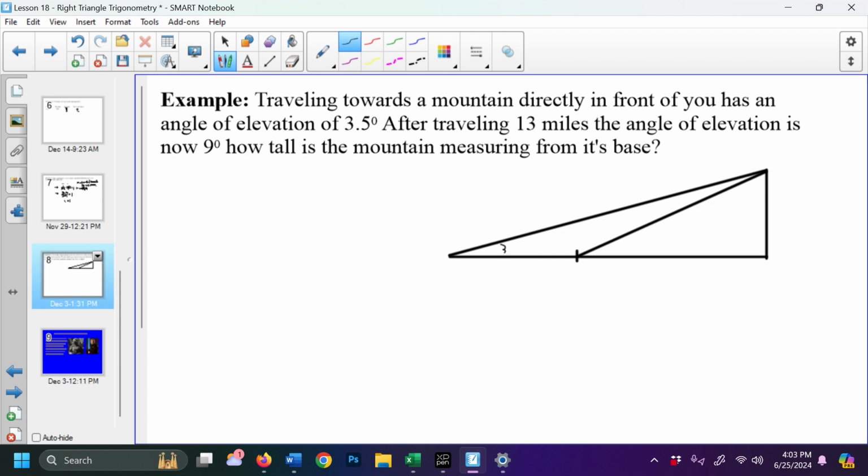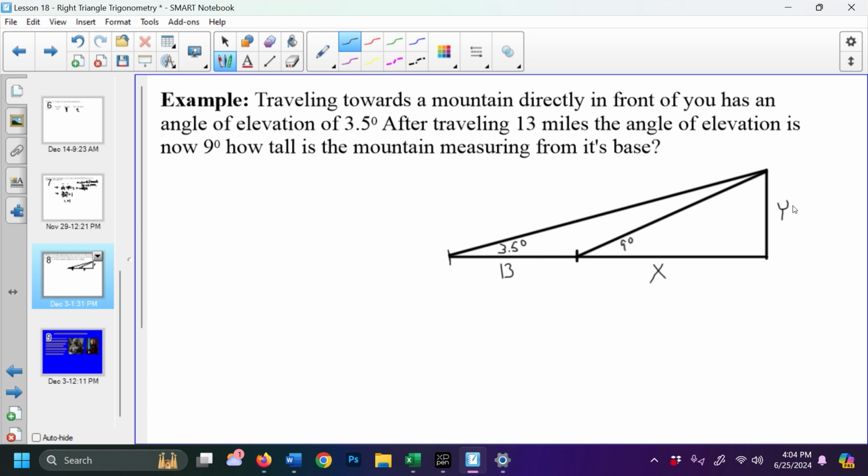But what they're saying is this is 3.5 degrees and this is 9 degrees, and they say that this length right here is 13. I've traveled from here to get 13 miles, and they want us to figure out that value y. Now what I do not know is what this value x is. I have two variables. That means I am going to need two equations to solve for both variables. It's just a system of equations.